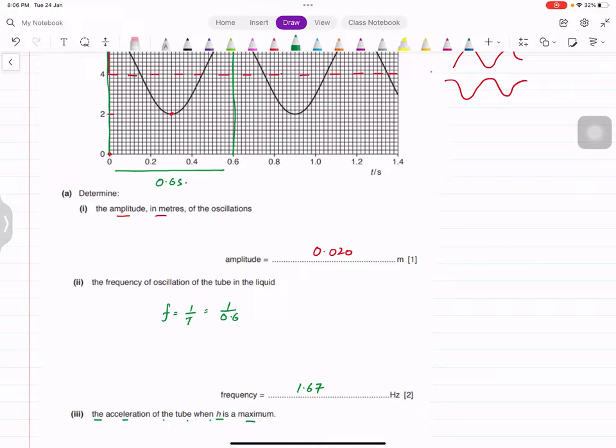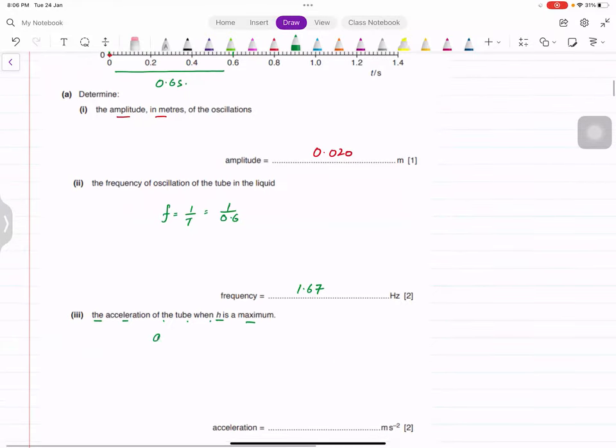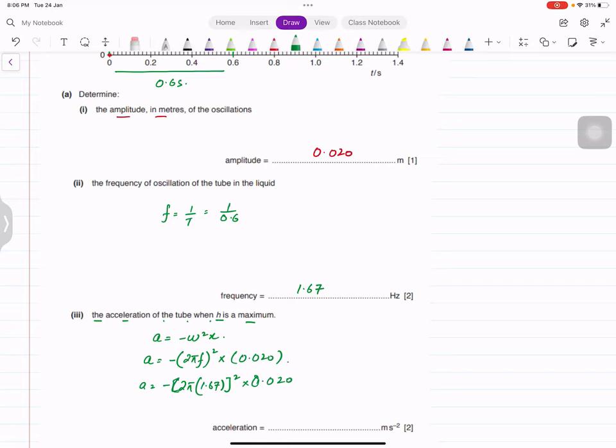And it says the acceleration of the tube when h is the maximum. Acceleration is given by minus omega squared times x. So minus omega, which is 2 pi f, whole squared, times the maximum displacement, which was 0.020. Now let's put in the values: 2 pi, f is 1.67, whole squared, multiplied by 0.02. Could you please find the answer?